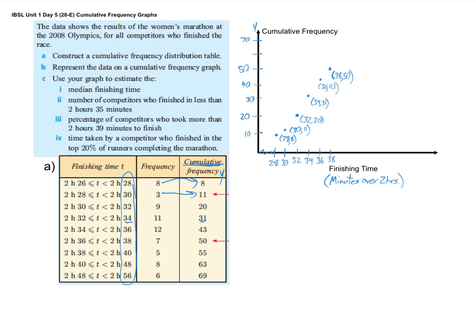And then 40, 55. Okay, so if that's 60, it's going to be right in the middle there. So 40, 55.